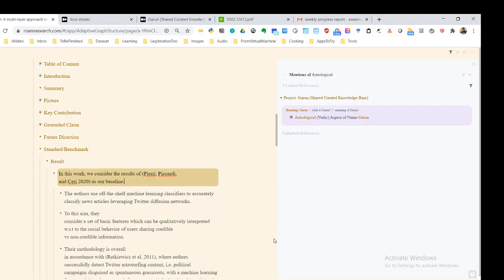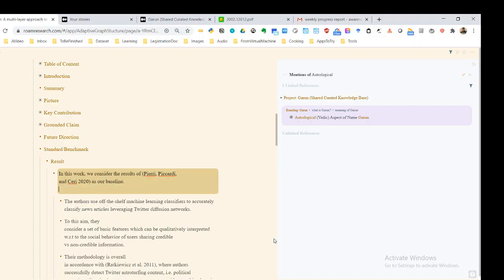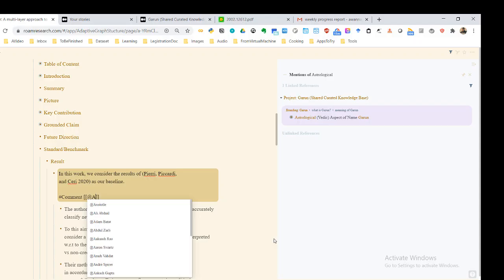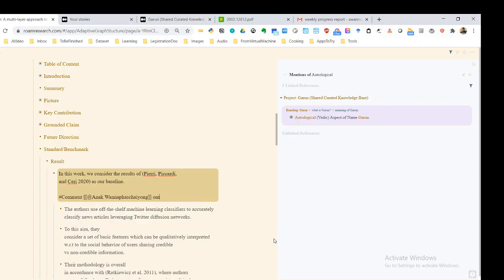making collaboration or communication online using the Garun knowledge base. The first one is to use just a comment. Say I have something to say. I would have to add my name in this. This is, go something, right? Then this is the use case for comment.